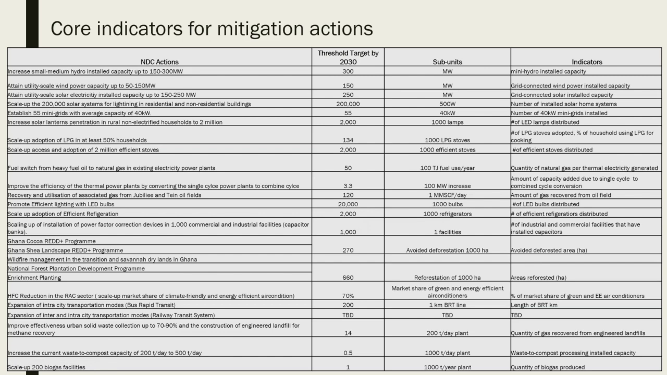What's very crucial, what you are seeing here are the individual NDC actions and their indicators. For each of the 20 actions, you see that we have a threshold target and then the unit and the indicators. Each ministry has a copy of this, and their job is to use these indicators to monitor the performance of the NDC actions to your left.